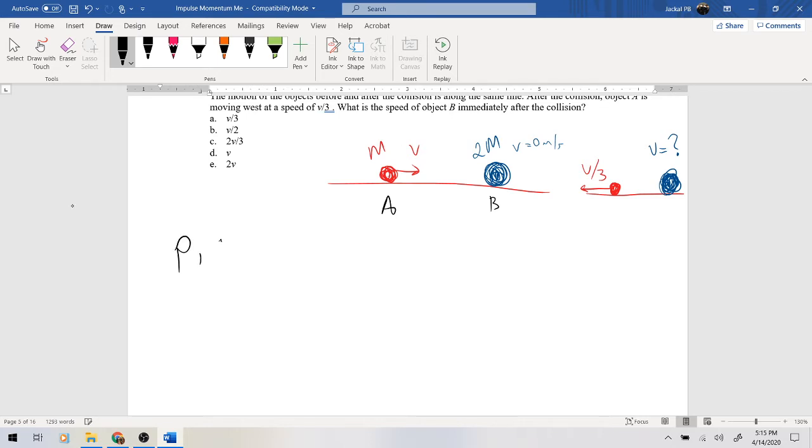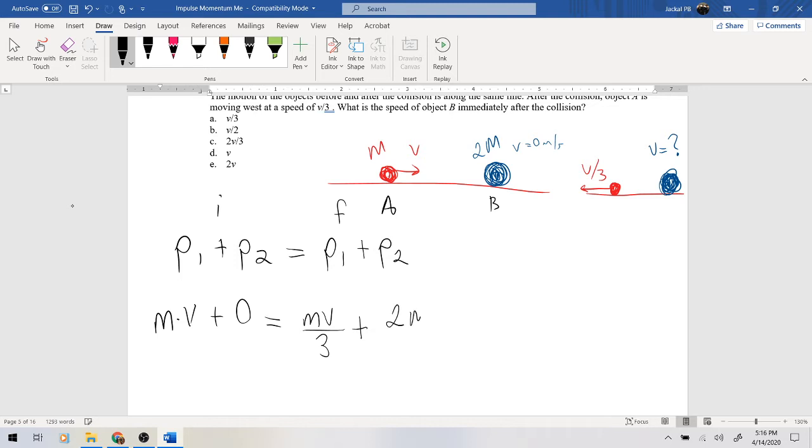So momentum of the first object plus momentum of the second object is equal to momentum of the first object plus momentum of the second object. This is the initial case, this is the final case. Initially, momentum of the first object, which is A, is just mv, and momentum of the second object, since it's at rest, is just 0. After the collision, momentum of the first object, which has mass m and velocity v over 3, is mv over 3, plus momentum of the second object. We don't know the direction of velocity, so it's just going to stay as unknown, but the mass of this one is 2m times the unknown velocity, which is x.